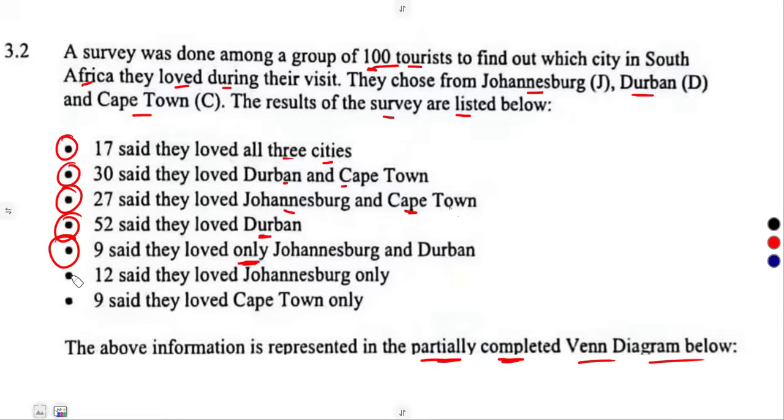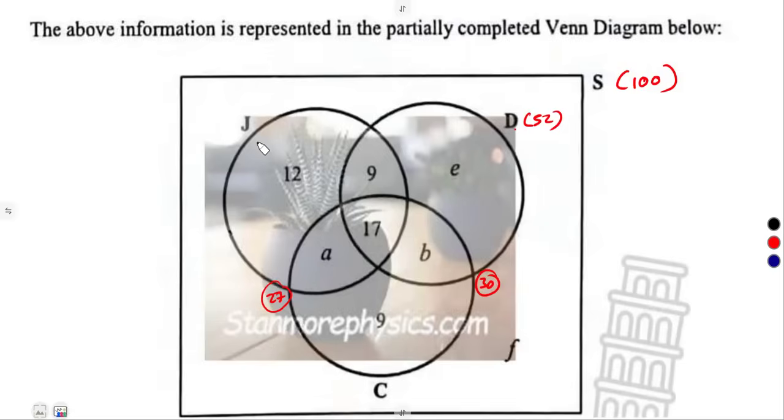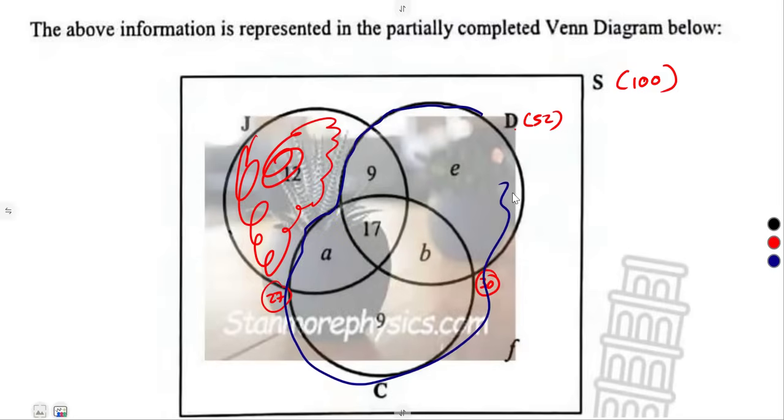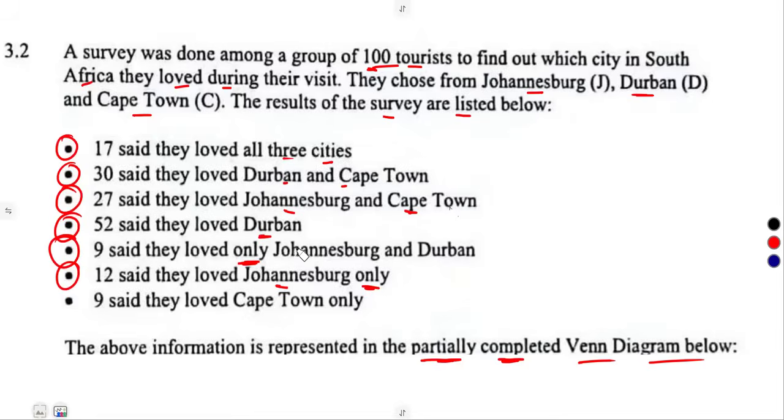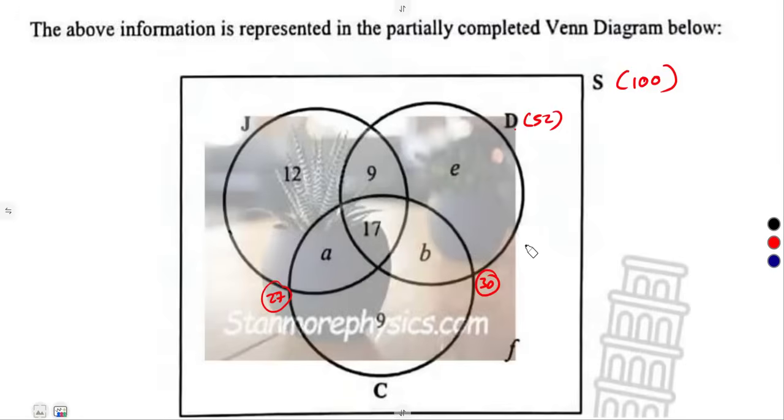All right? So 12, they loved Johannesburg only. Which part represents Johannesburg only? This section here, without anything from Durban, without anything from Cape Town. So this is the section of Johannesburg only, which is the 12. Okay. Then another part, 9 say they loved what? Cape Town only, which is also given. The Cape Town here only, which is the 9 that is here. All right. So this is our information that we have.